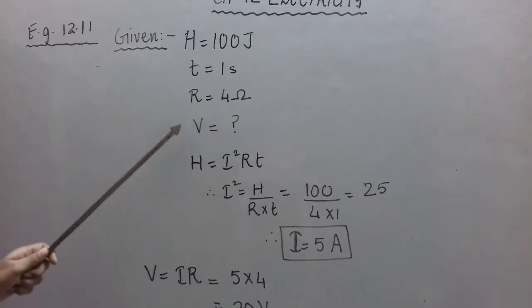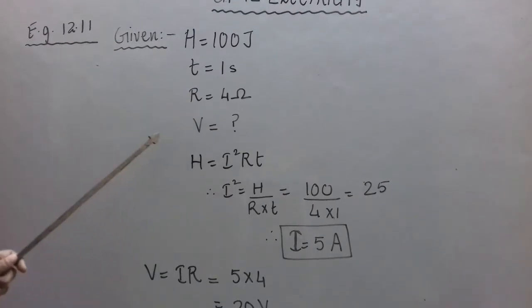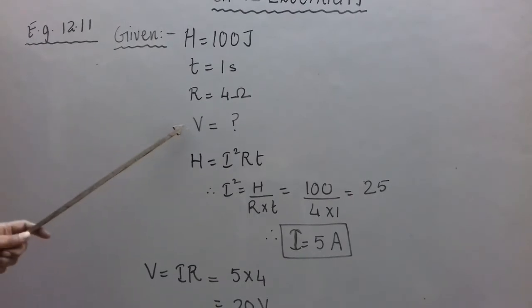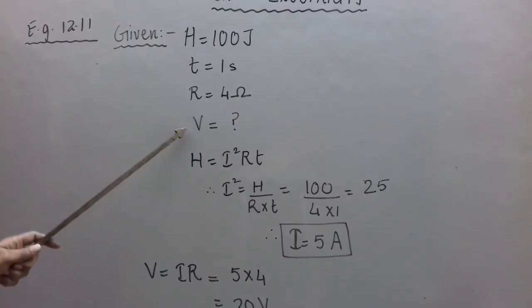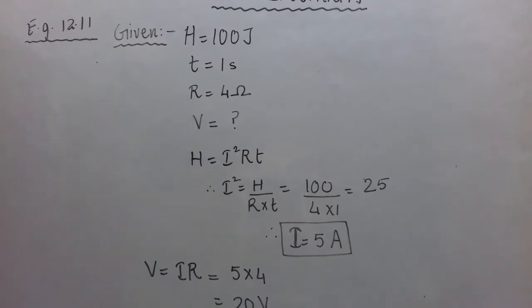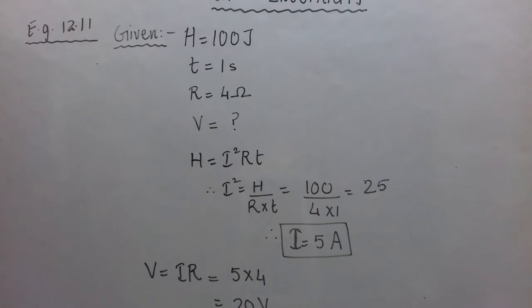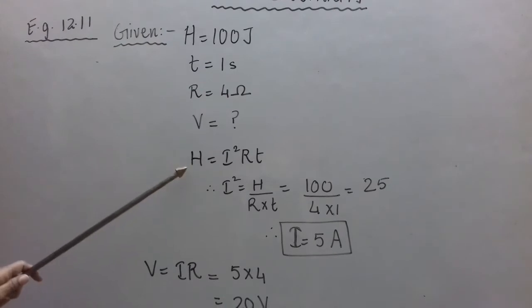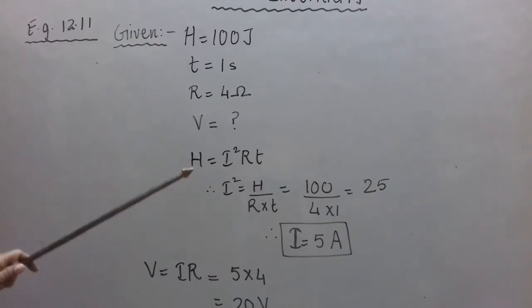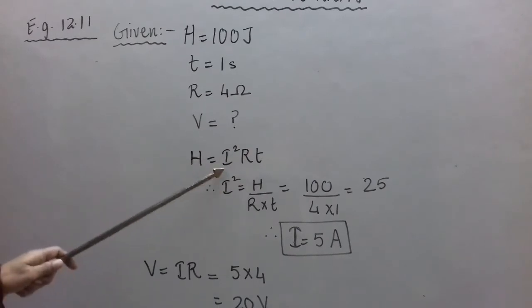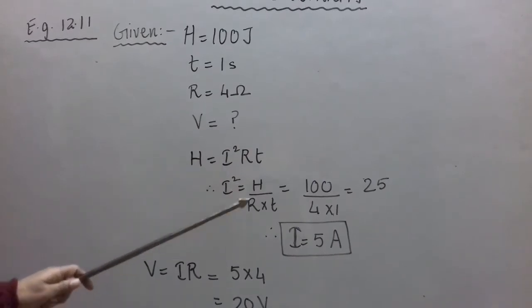You are supposed to find the potential difference V. Now we know that to find V, we are supposed to use Ohm's law. V is equal to IR, R is there and we are supposed to find the value of I, current. And to find I, we can use the Joule's law of heating, its mathematical form, H is equal to I square RT. So I square is equal to H over R into T.